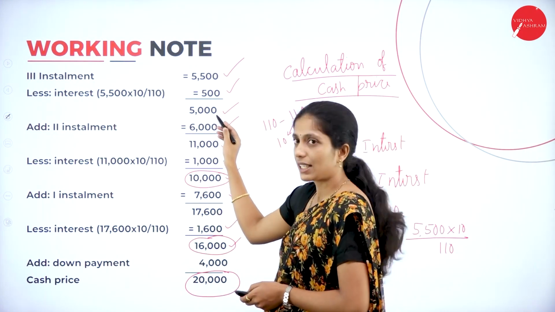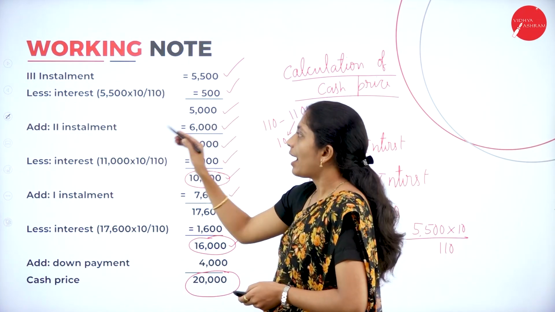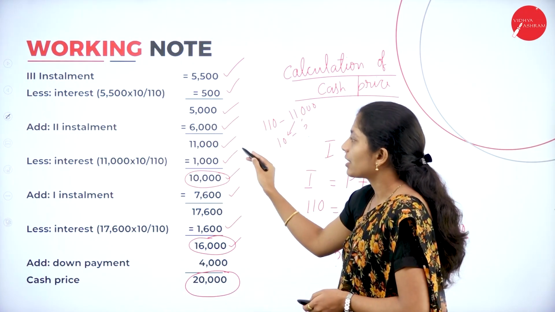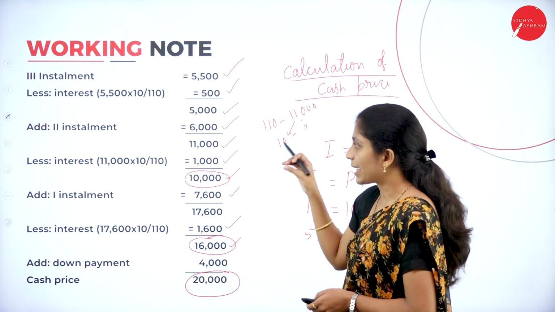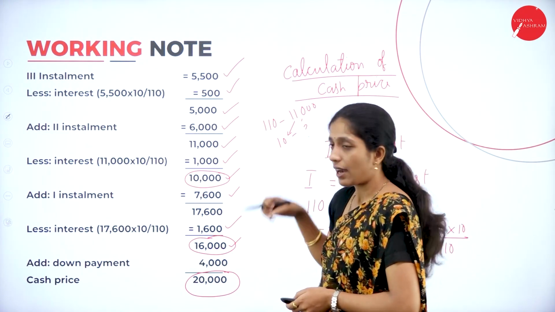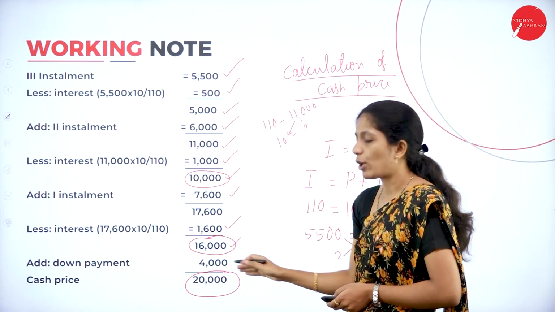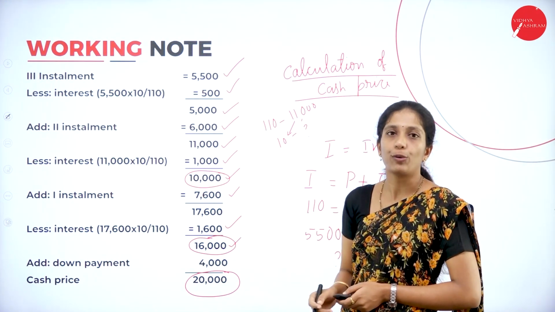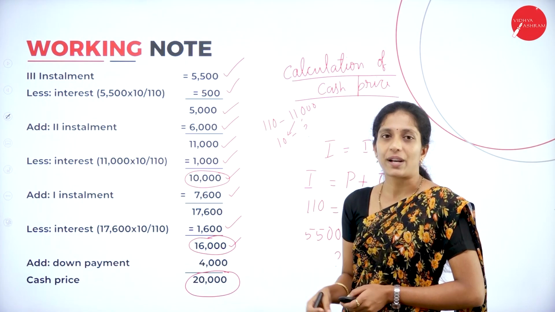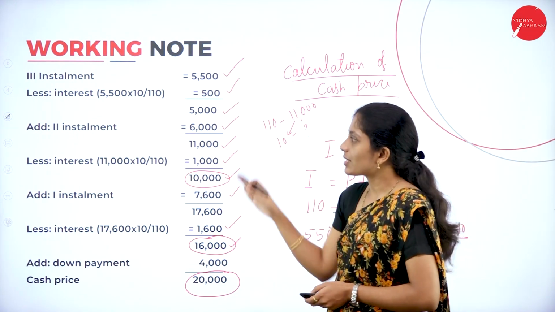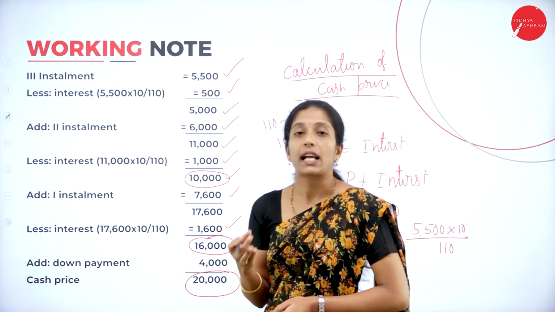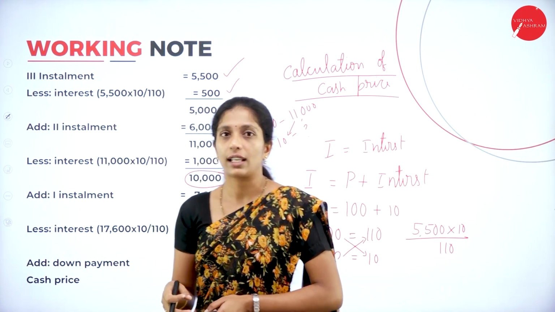So we have to deduct interest, then we'll get an amount. Add the second installment, less second year interest, then add the third installment less third year interest, and then we'll get the amount payable. For that, add the down payment, and we'll get the cash price of the asset. This is how we are going to calculate if the cash price of the asset is not given.